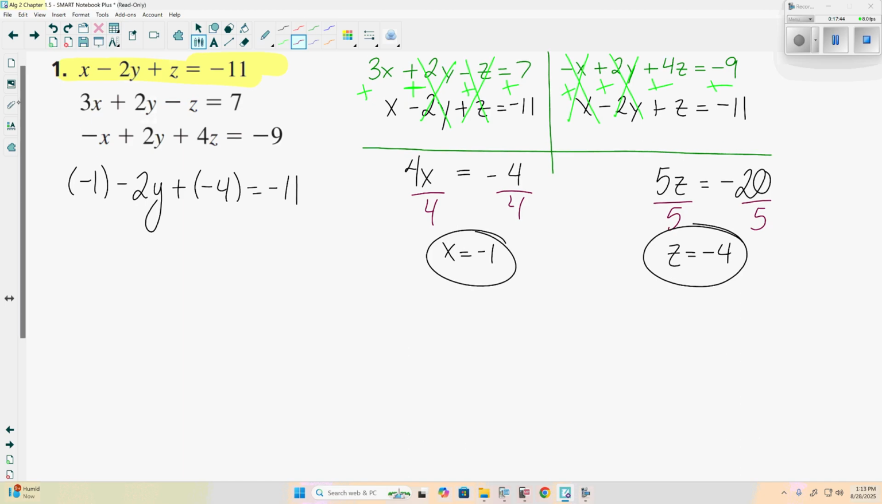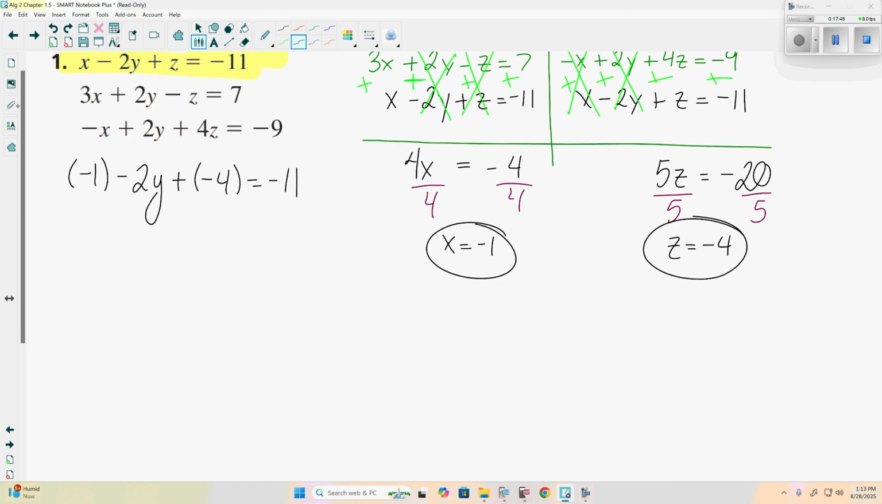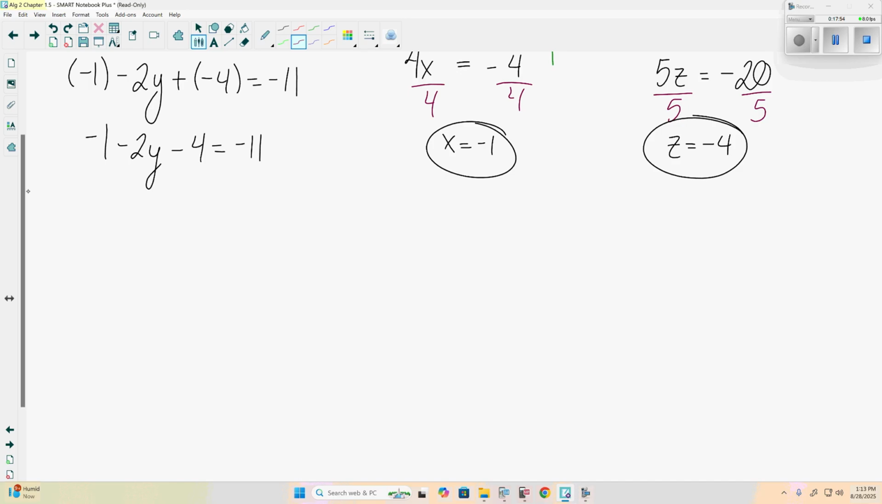I'm just going to pick the top equation to solve for y. Now our negative 1 is just going to be negative 1, plus negative 4 is negative 4. Negative 1 minus 4 is going to be negative 5.